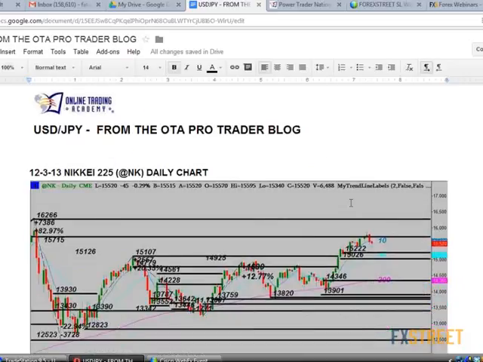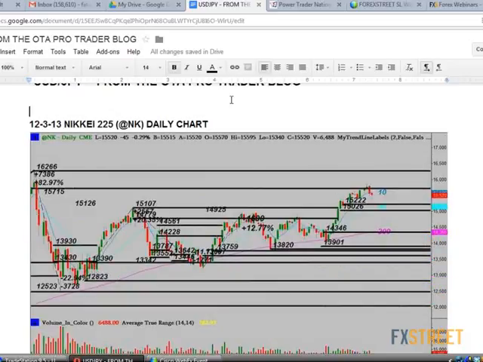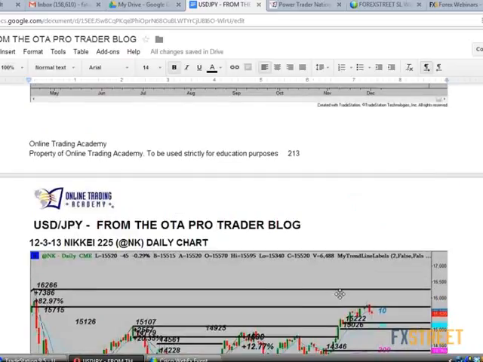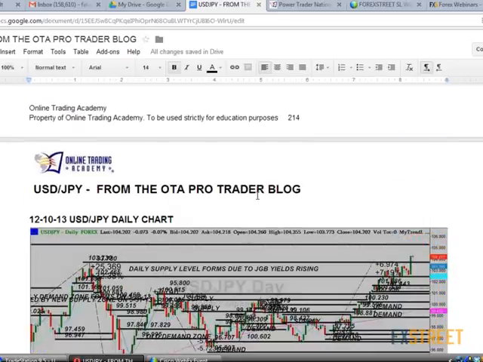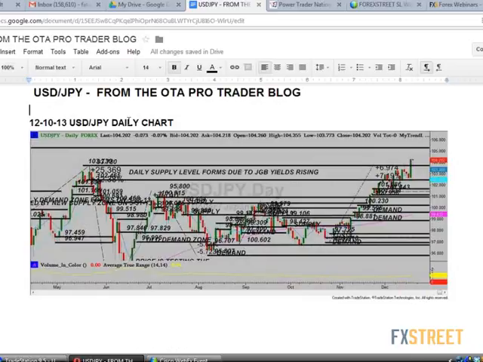Being as how it was the Christmas holidays and trading was thin, you also had the Nikkei 225 working on the supply level between 15,715 and 16,266. On its way up, it had created a daily demand level between 15,222 and 15,026. So that meant that the Nikkei 225 and the dollar-yen pair were making new highs for the year.